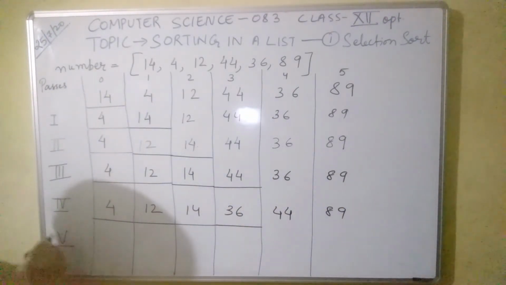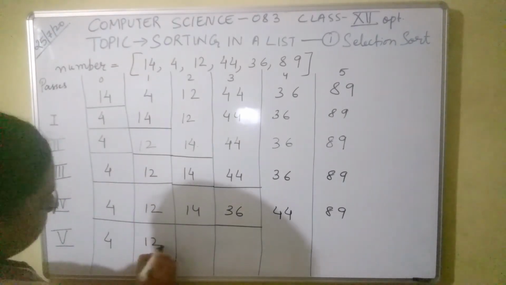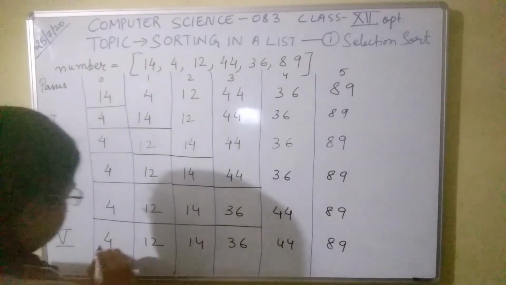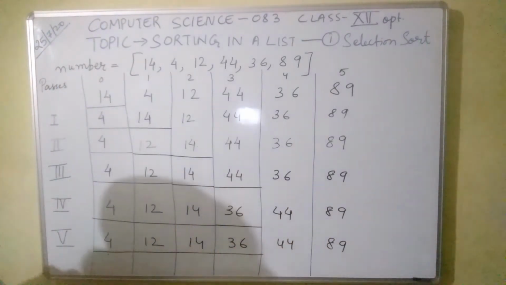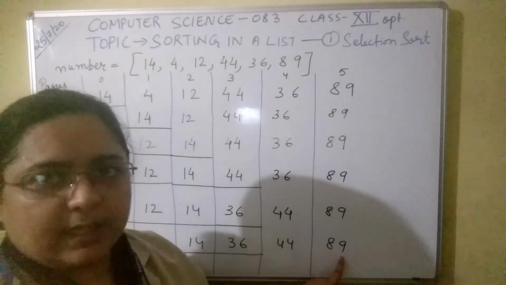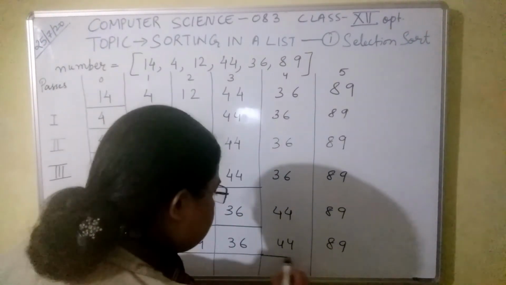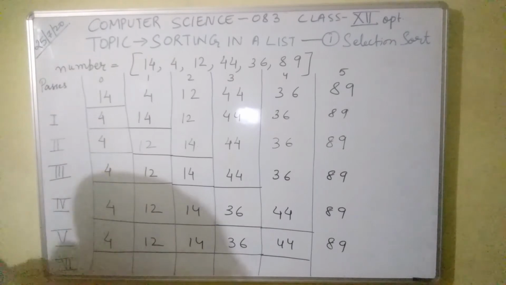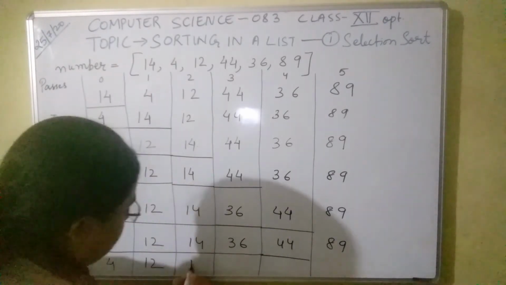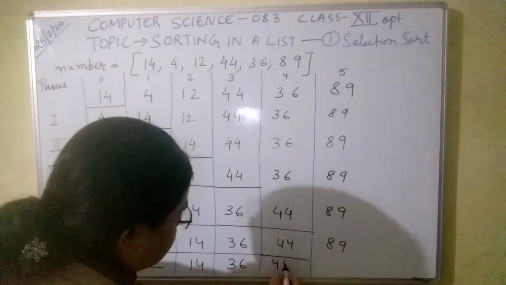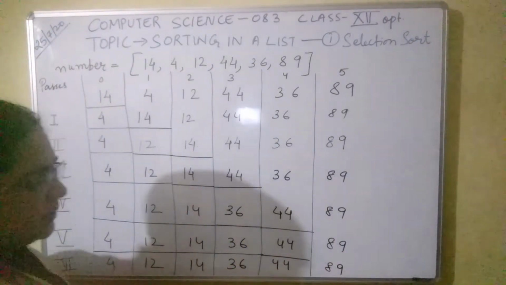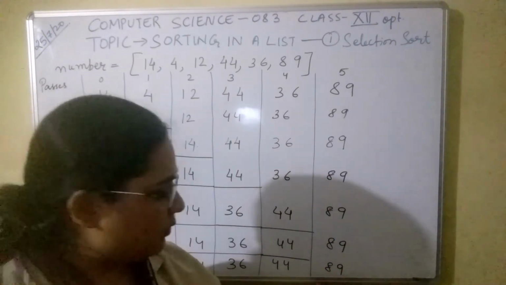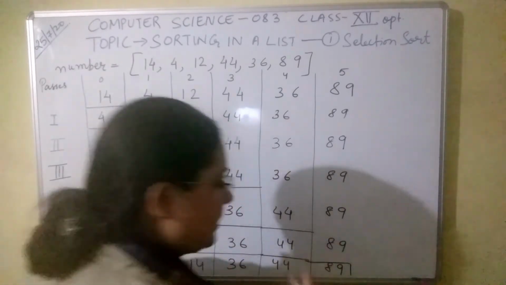Come to the next pass, that is the fifth pass. Four are already fixed, so we will write them as they are. 44 compared with 89, it is less than 89, so its position is also fixed. Now the last pass. There are no further elements after 89, so only one element is there, and its position is also automatically fixed.